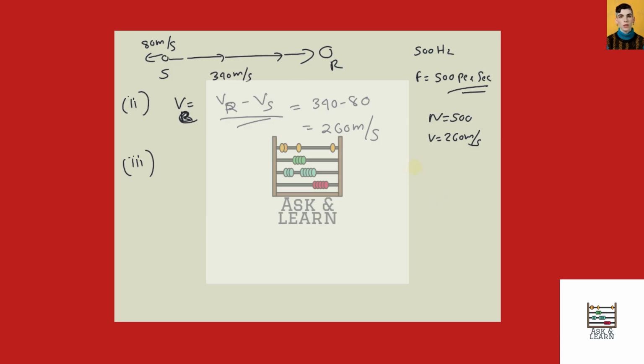Or we can say this differently, right? The distance traveled will be equal to velocity into time. So velocity is equal to 260, times time period, which is 1 by frequency, so that is equal to 1 by 500. So that will give you the distance equal to 0.52 meters. That will be the distance between the two particles.